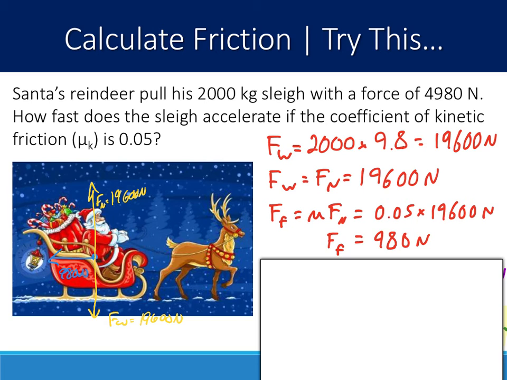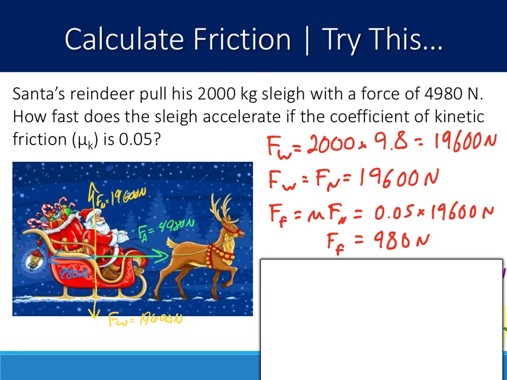And now, if it's really going to accelerate, there must be a force that's causing that acceleration, and in this case, it's this forwards force here, this applied force from the reindeer, and they're telling us how big that is. That force, let's call it force applied, is 4,980 newtons. Okay, that is not the net force.